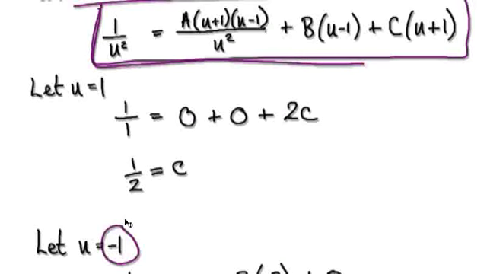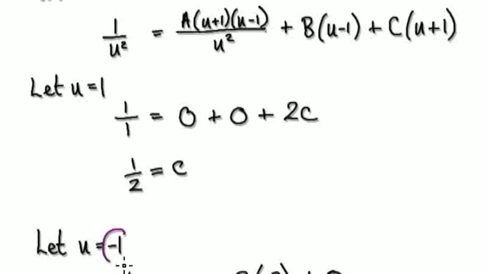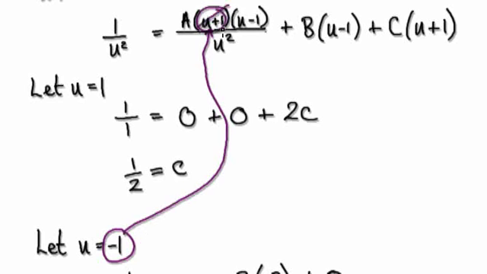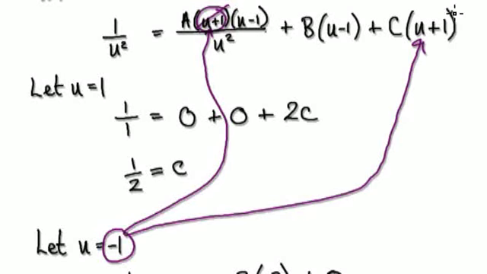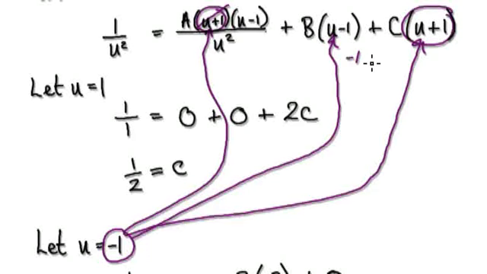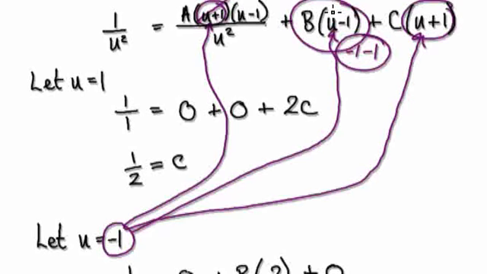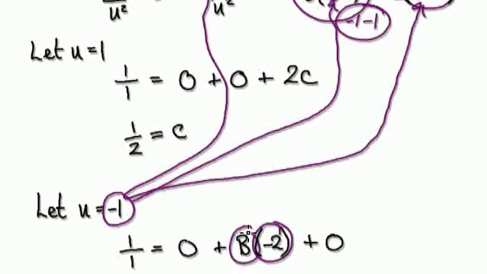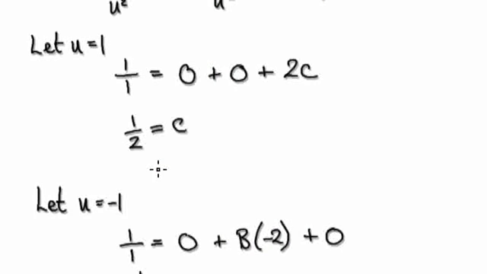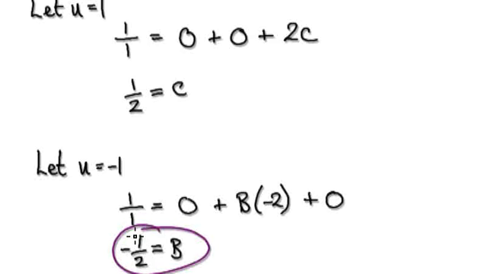If you let u to be negative 1, then if you put it into here, then this thing here will be 0. Put this into here, then this thing here will be 0. If you put this into here, then this will be minus 1, minus 1. So that will be negative 2. So this thing here will be negative 2b. Okay, well, yeah, put it into there. B will equal this.